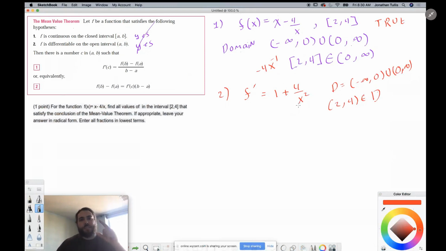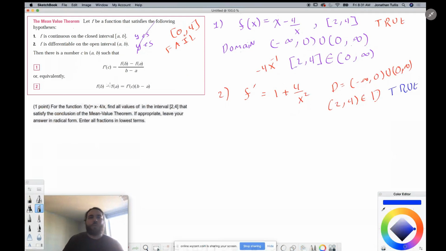They're going to give you a trick question. For example, if the domain was 0 to 4, then it would fail, because 0 is not in this domain here. So you've got to be careful. You've got to pay attention. That's why you've got to read the theorems. But anyways, going forward, this one here is true as well.